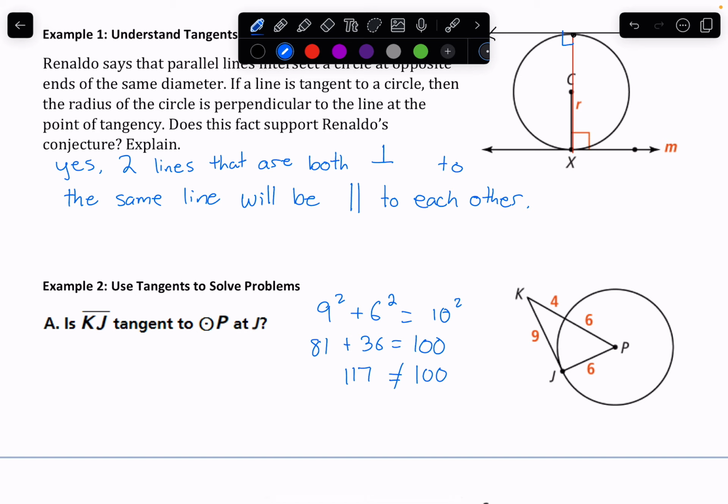If it was, the Pythagorean theorem would work. So you can say, no, it's not a right angle. And since it's not a right angle, that means that KJ, of course, is not a tangent line.